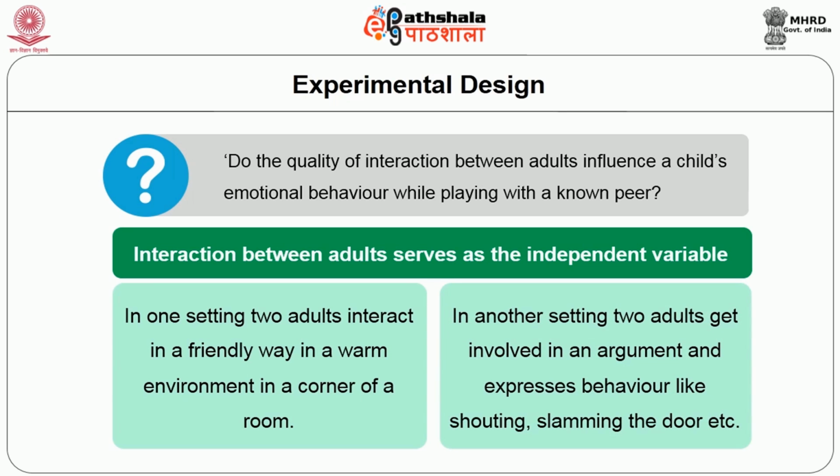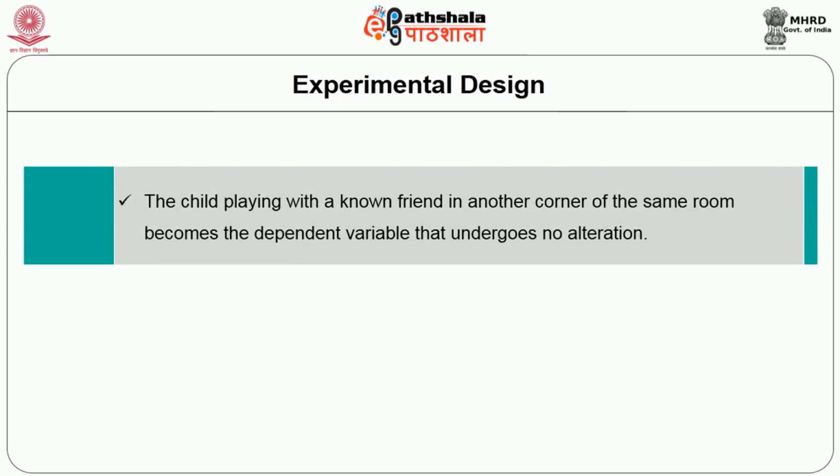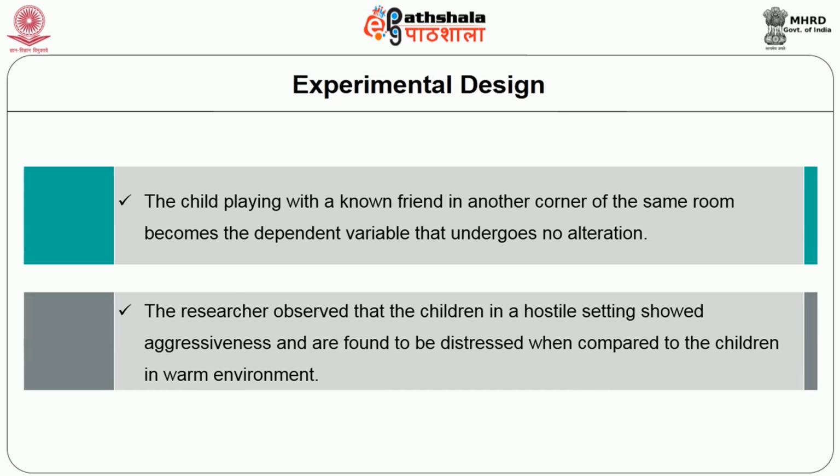In another setting, the two adults get involved in an argument and express behavior like shouting, slamming the door, etc. Again, the child will be playing with a known friend in another corner of the same room. The child playing with a known friend becomes the dependent variable that undergoes no alteration. The researcher observed that the children in a hostile setting, that's the second setting, showed aggressiveness and were found to be distressed when compared to the children in the warm setting.